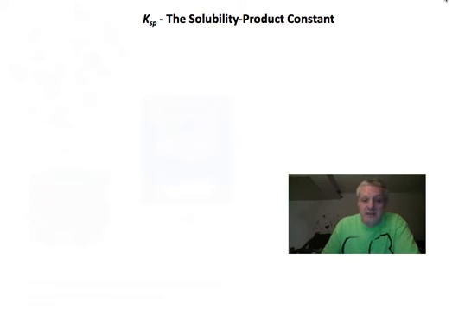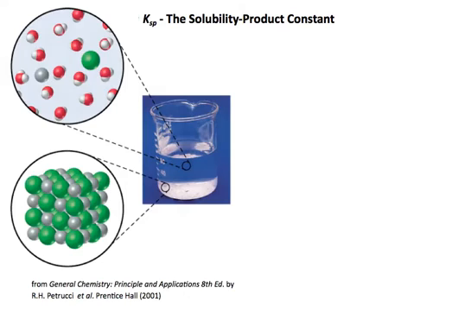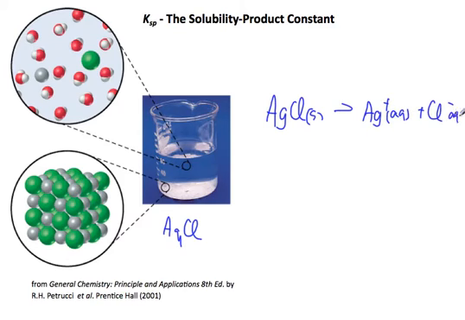Hopefully you recognize that since it's called Ksp, it must be dealing with equilibrium. So let's get started. Here's an example of an equilibrium between a solid and an aqueous solution. This is silver chloride, AgCl. In one direction we have solid silver chloride being dissolved: AgCl solid yielding aqueous ions, Ag+ and Cl-.